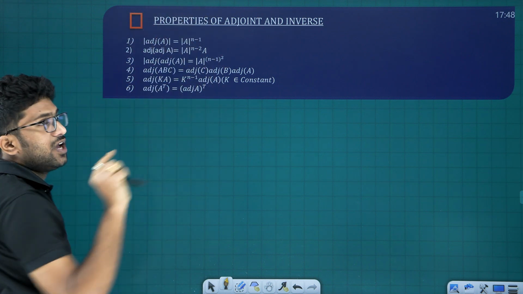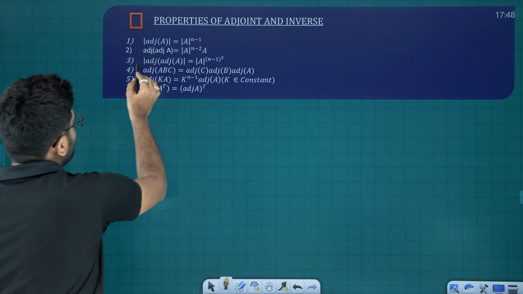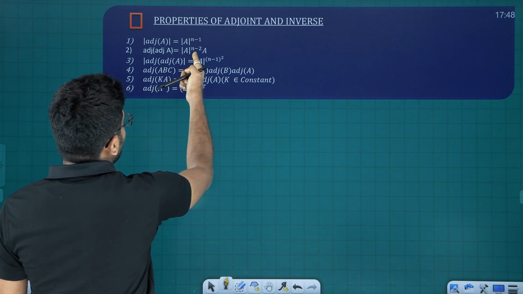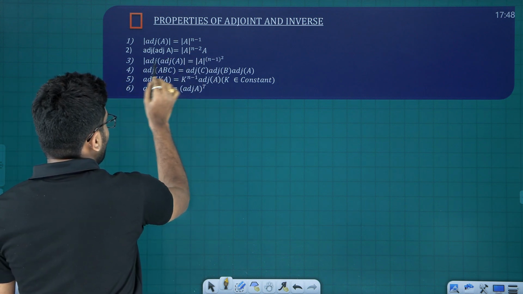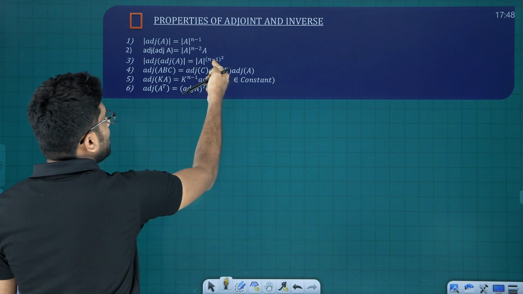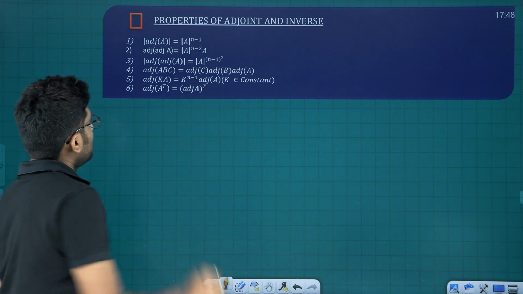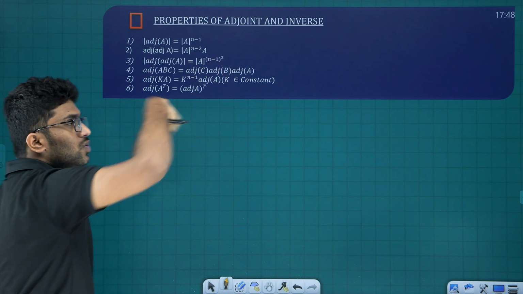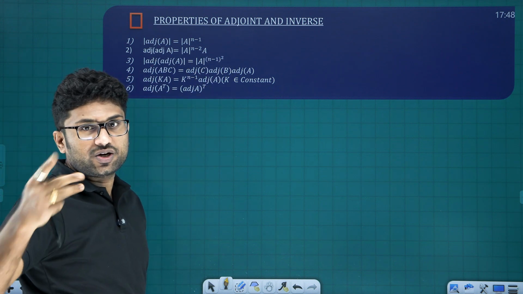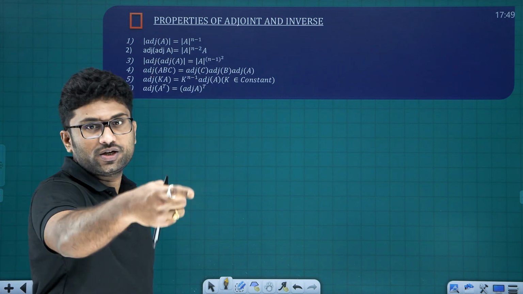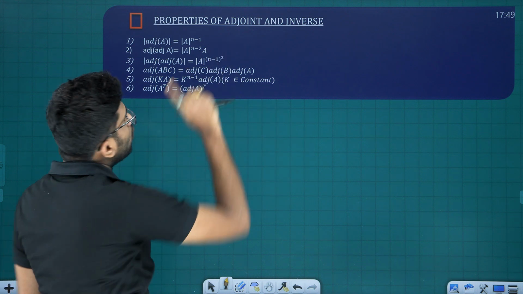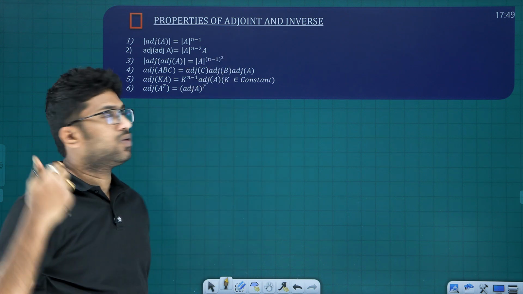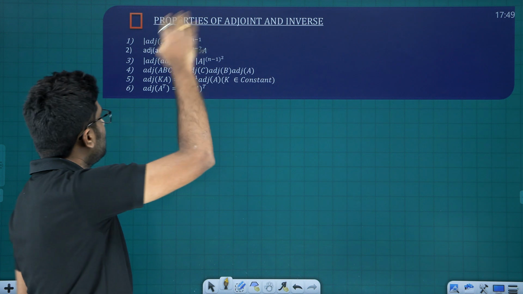Properties of adjoint. Next, the determinant of adjoint A is det A whole raised to n minus 1. Here n is the order of the given square matrix. Adjoint of adjoint A is det A whole power n minus 2 into A. Determinant of adjoint of adjoint A is det A whole power n minus 1 whole square, friends. Here we have adjoint of adjoint, two times adjoint, so n minus 1 whole square. If we have three times adjoint, then n minus 1 whole cube, det A whole raised to n minus 1 whole cube. So that can be expanded.